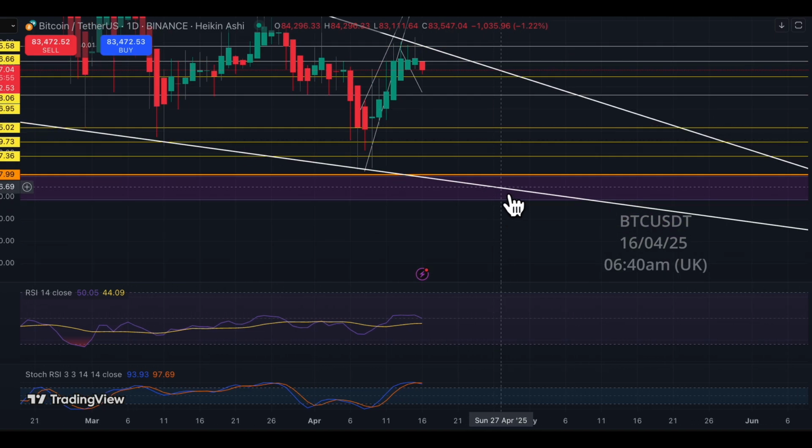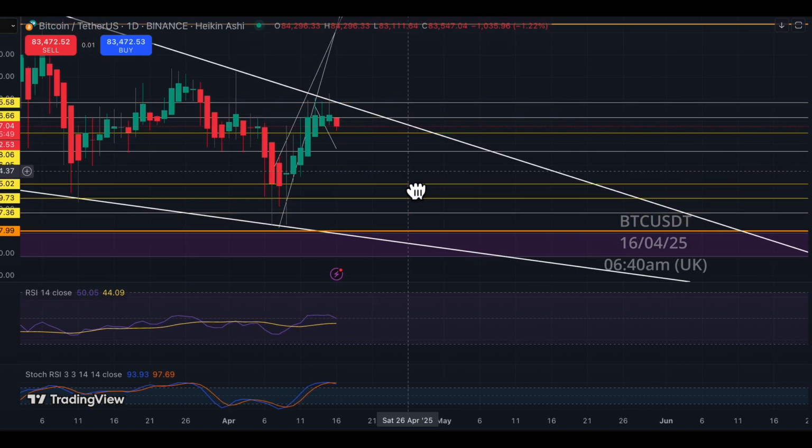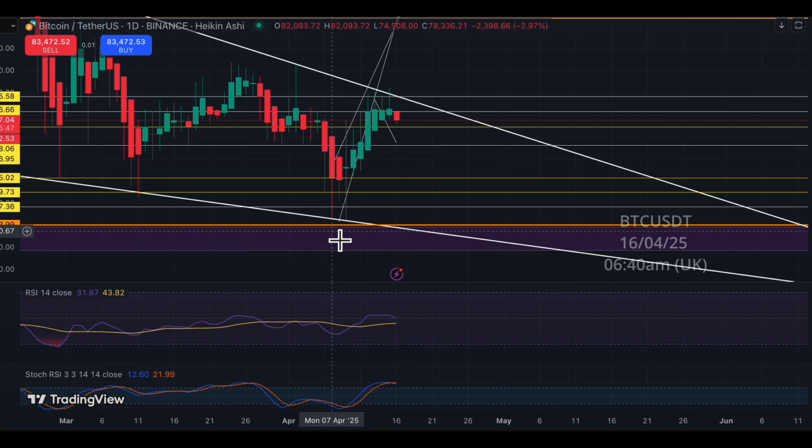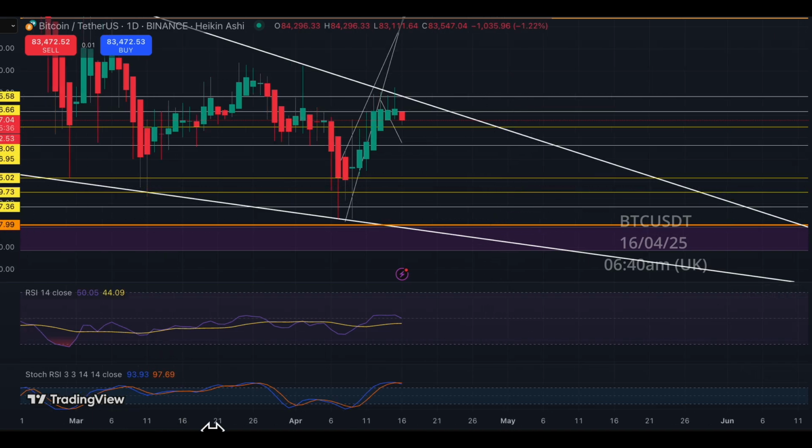If it's heading on the downside, we are looking at a possible retest on this bottom trend line, which brings us down to 72. And also this purple area, as we've mentioned in previous videos, is a very strong buying and selling area. So it's very likely that we could see another bounce to the upside, but who knows? This is Bitcoin and anything goes.